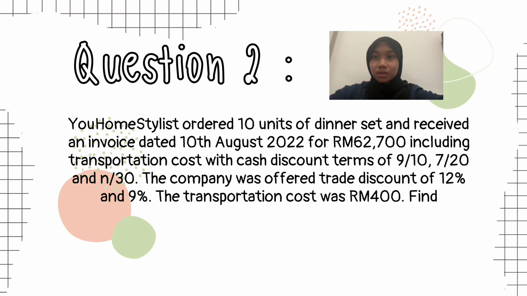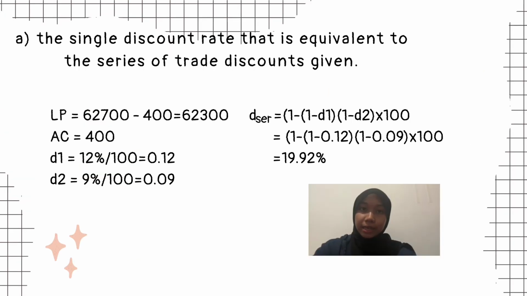Second is additional cost equal 400. D1 equal 12%, change it to 0.12. D2 equal 9%, change it to 0.09. So let's take a look at the question first and find the single discount rate that is equivalent to the series of trade discounts given.